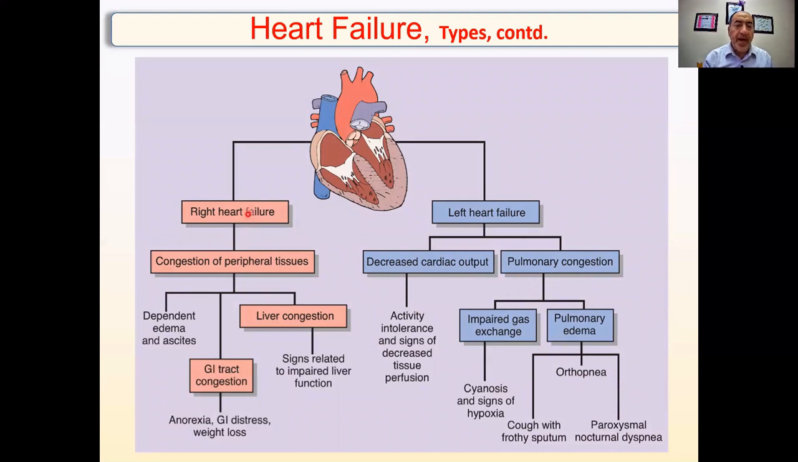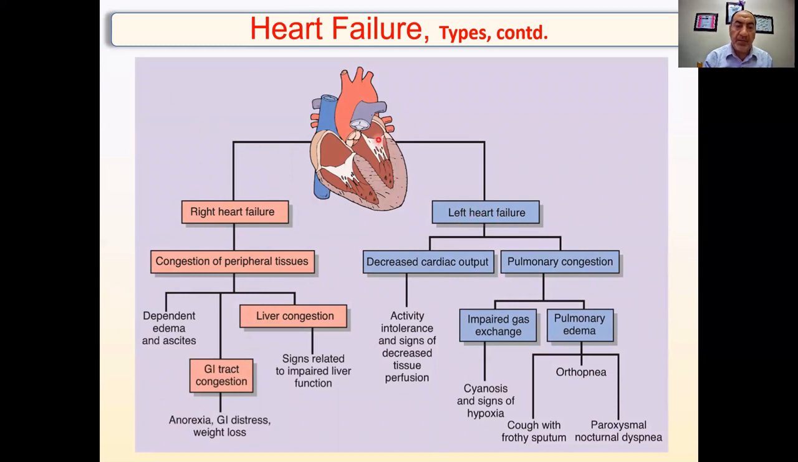On the other hand, in right-sided heart failure, or right heart failure, there is congestion in peripheral tissue. Remember, this is the right side of the heart, and it receives the blood from the superior vena cava and inferior vena cava from all body tissues.